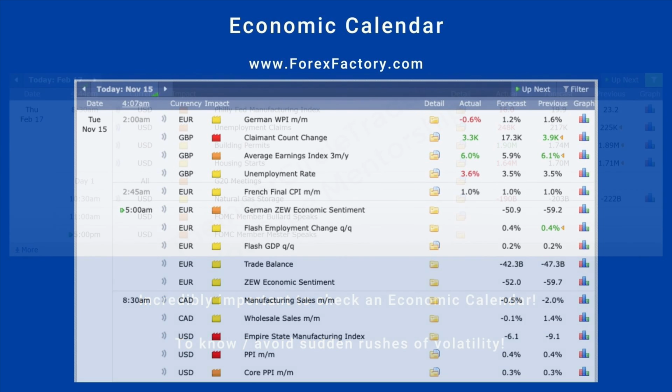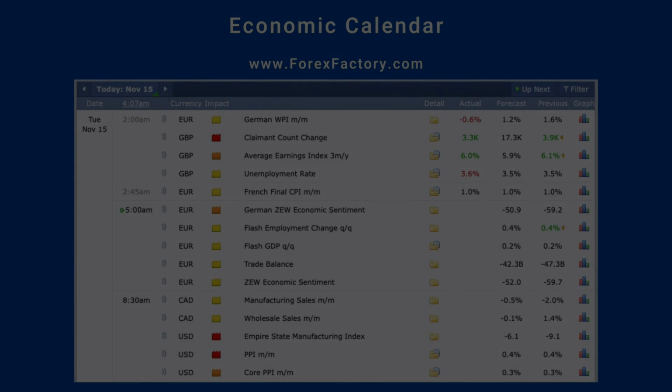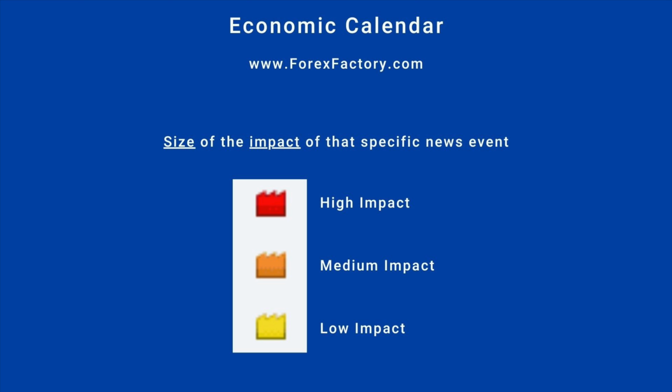Here a screenshot of the 15th of November 2022 from forexfactory.com. You can see the date, you can see the time, the currency impacted by it if, for example, as myself, you're trading Forex, and the type of news in the different colors, and last but not least, which type of news it is going to be. The different colors on Forex Factory show us the size of the impact of that specific news event. It can be a high impact news, a medium impact, or a low impact news.